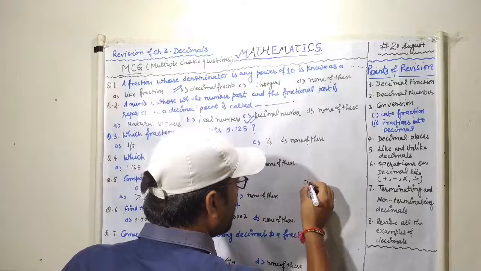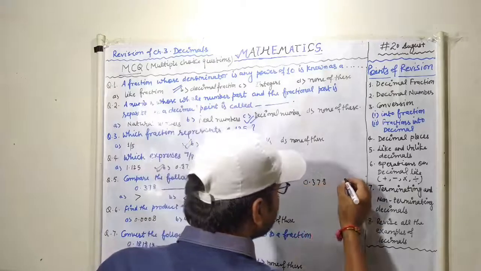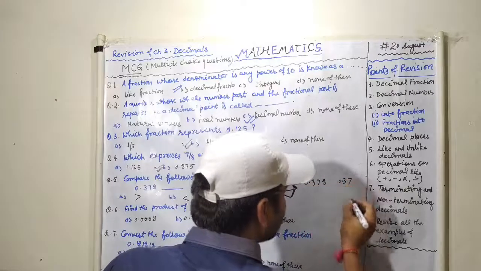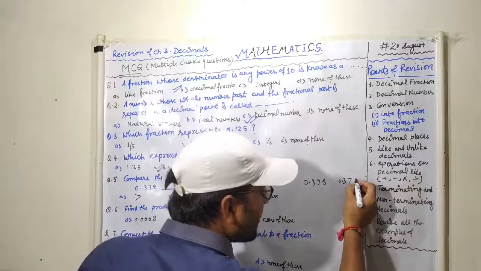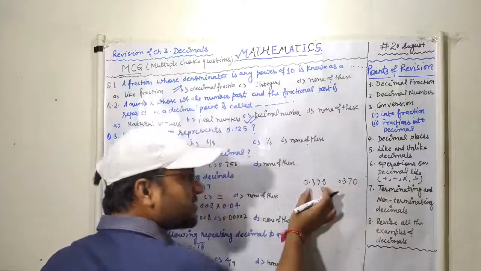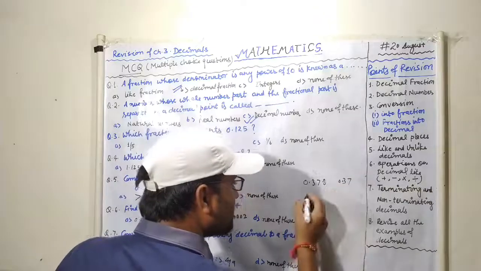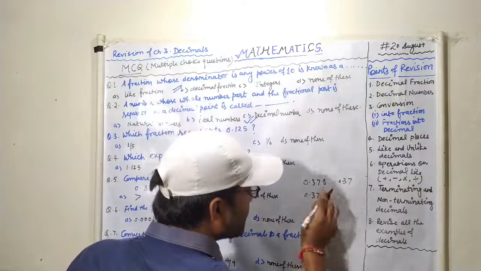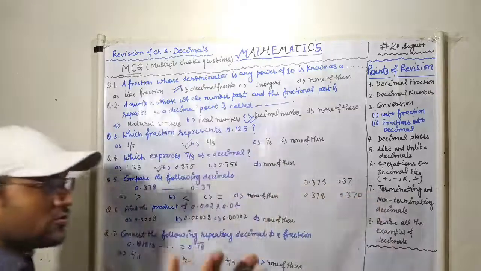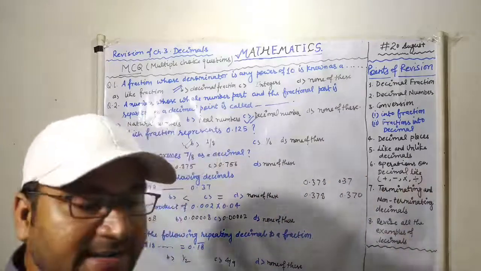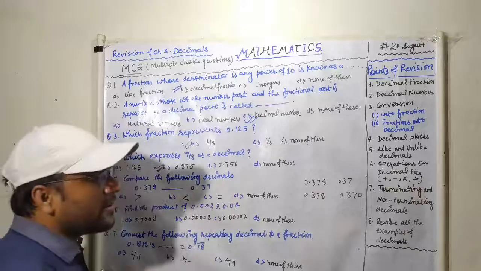So 0.378 and this one is 0.37. To change into like decimals, you can add a 0 on the right side. There is a 3, there is also a 3. In this one, 0.378, there are 3 places. So you change this one also to 3 decimal places. So you can add a 0 on the right side. Okay, so then after that you will compare it.